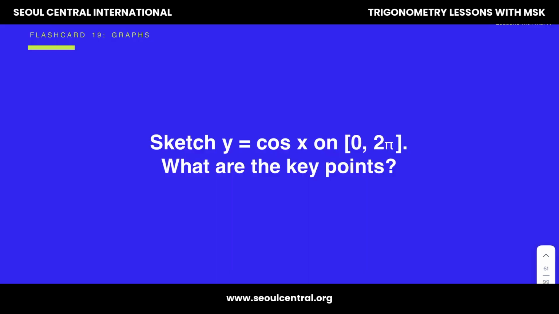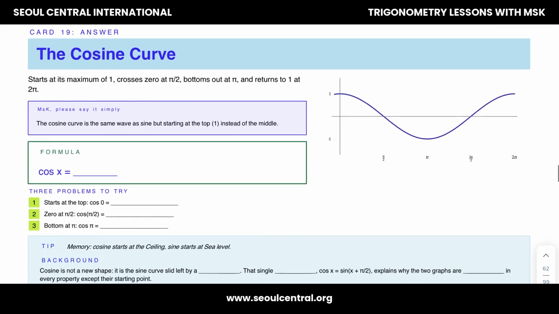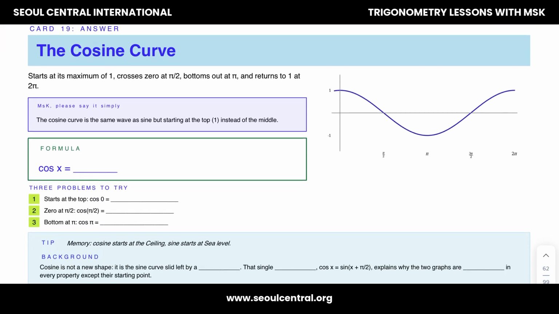Now we want to sketch y equals cosine x on the closed interval 0 to 2 pi. What are the key points? You'll see there are similarities to the sine wave, but this is the complement of the sine curve. It starts at the max of 1, crosses 0 at pi over 2, bottoms out at pi, crosses 0 at 3 pi over 2, and then returns to 1 at 2 pi.